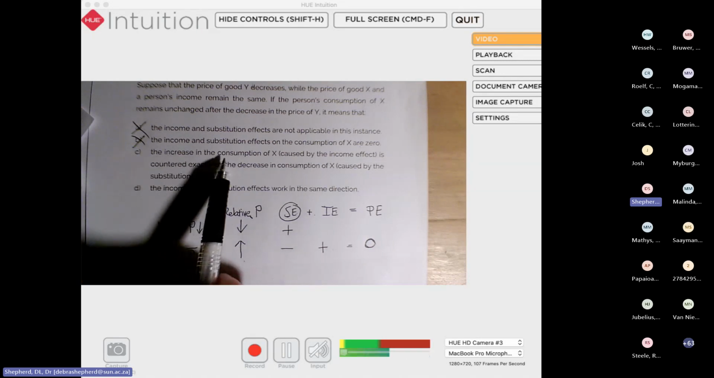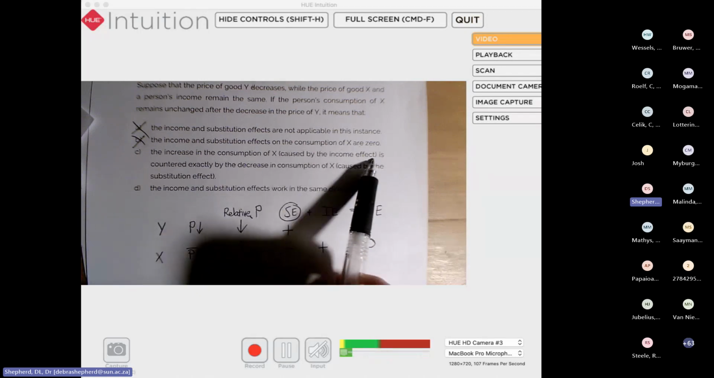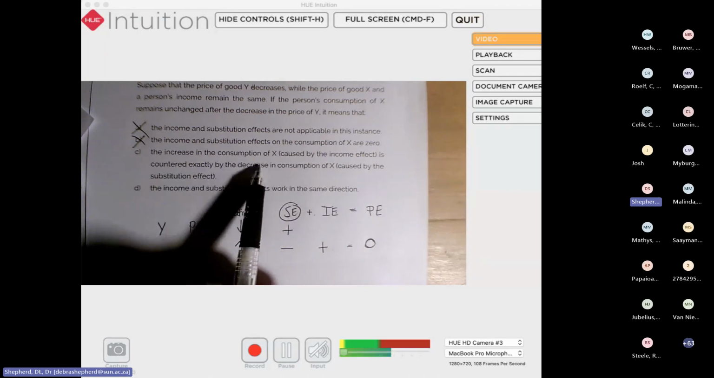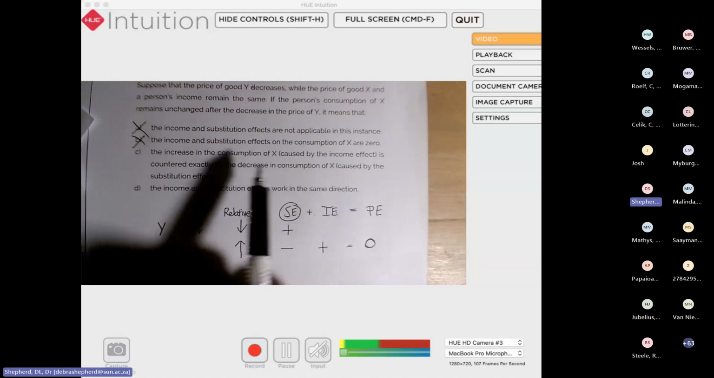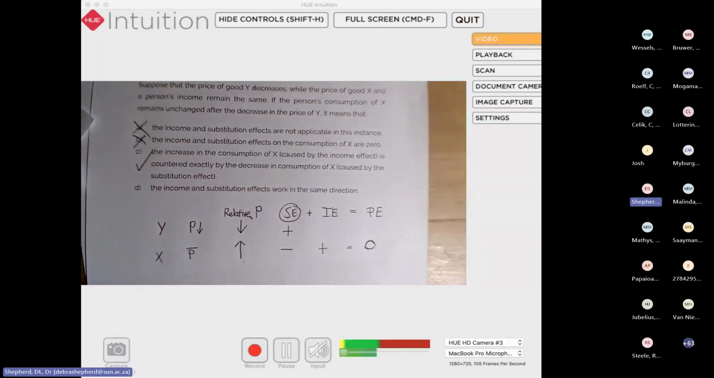C says the increase in the consumption of X caused by the income effect is countered exactly by the decrease in the consumption of X caused by the substitution effect. That is correct. And then D says the income and substitution effects work in the same direction. This is wrong because what we've seen is that in order for this to be 0, these have to be opposite directions. So D is wrong. So the answer to this question is C.